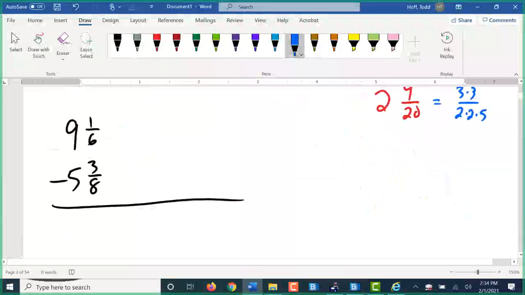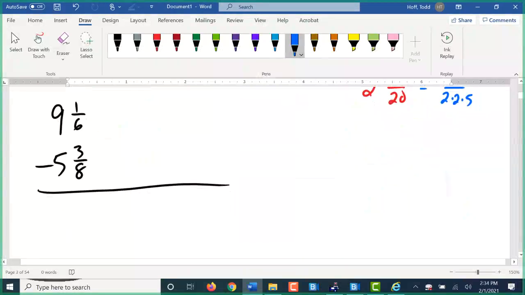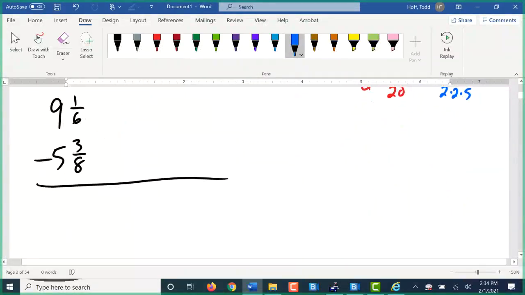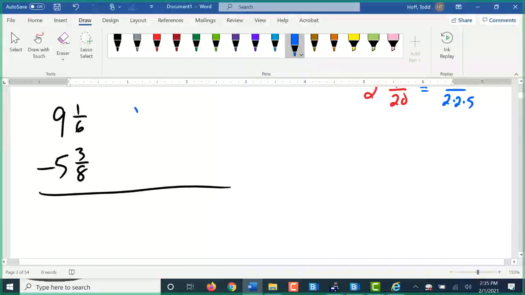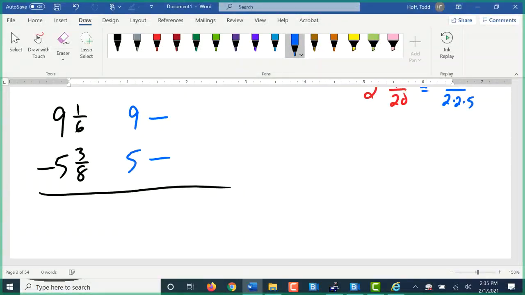Now, I know what you're thinking. It happens. Don't worry about it. For our 9 1/6 and our 5 3/8, what's our common denominator going to be? We could do 6 times 8 is 48, but there's a smaller one. What is it? 24. 6 times 4, so 1 times 4 is 4. 8 times 3 is 24, so 3 times 3 is 9.